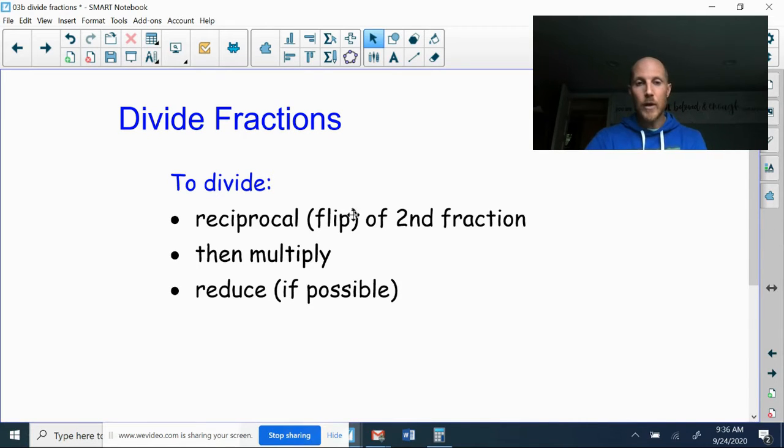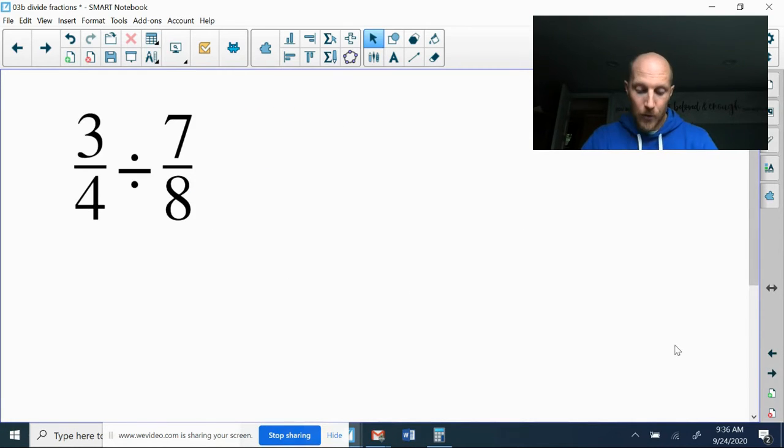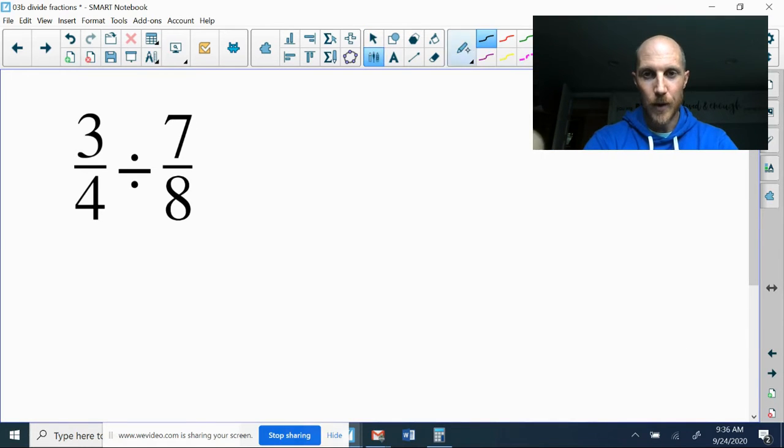Okay, so flip the second fraction. You can't flip the first fraction, that won't work. You'll get the wrong answer. You have to flip the second fraction. Then we multiply straight across, top times top, bottom times bottom, and finally always reduce if possible. Okay, so let's look at some examples. I know you listened to me explain about why dividing works this way, and maybe you don't even care. You just want to know how to do it, right?